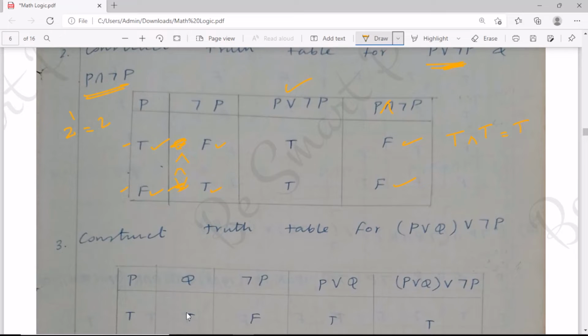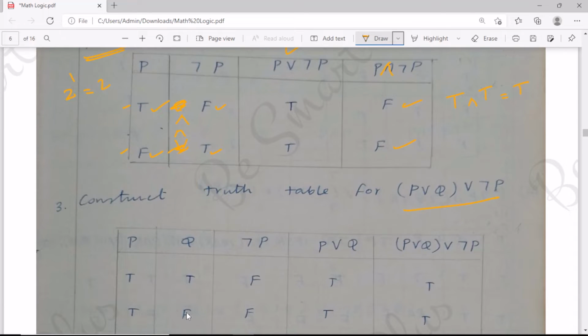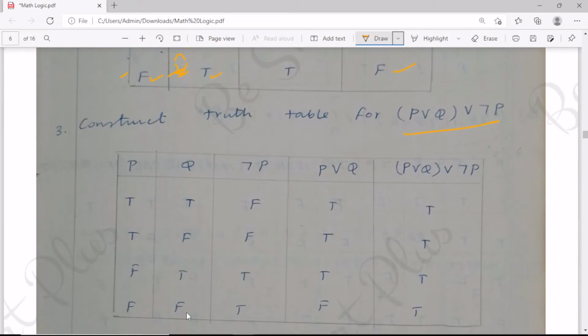Next we have to move on to construct the truth table for P or Q or negation P. Now here we have two variables, so we have totally four possibilities, that is four sets of truth values: true, true, true, false, false, true and false, false.